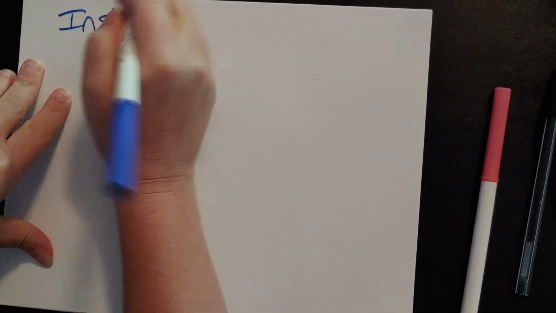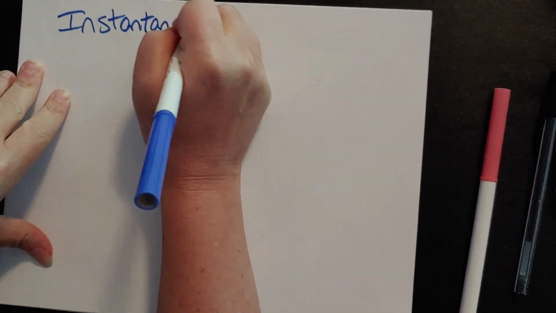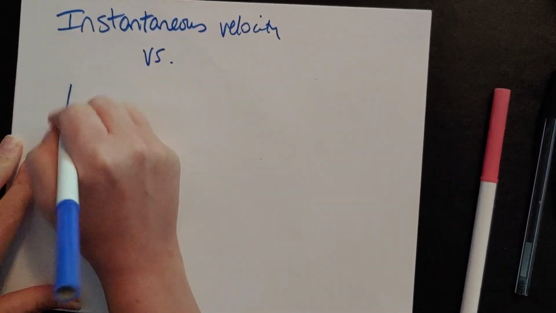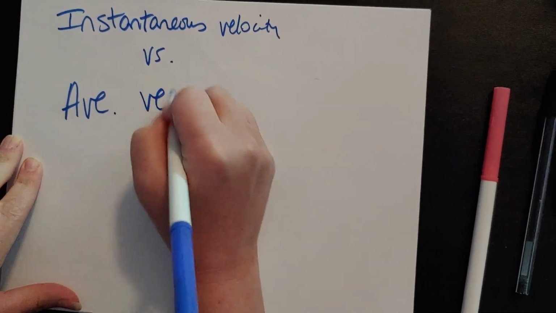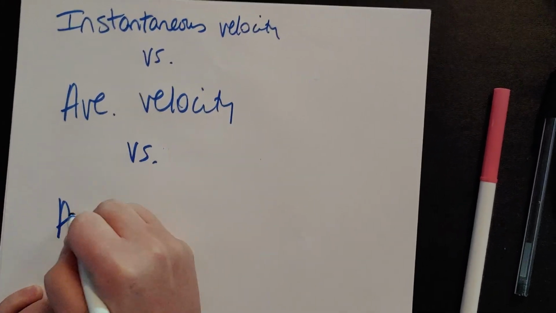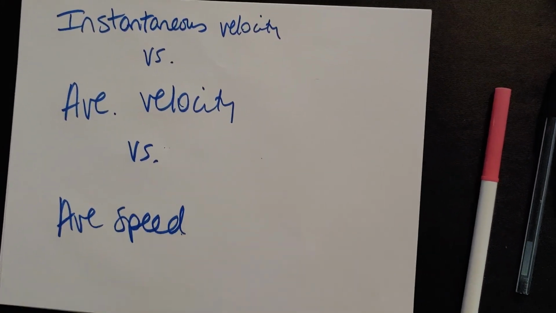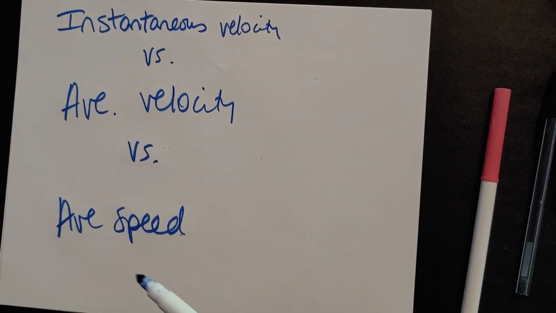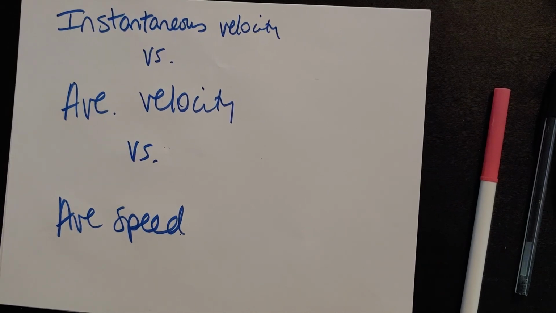Other words that come up with velocity, and I did promise I would get back to you on this, was instantaneous velocity versus average velocity, so that was one of your kinematic equations, versus average speed. These, especially the average velocity and average speed, are tricky. Instantaneous velocity, that velocity in your kinematic equations, those are the ones that you're used to doing calculations with.